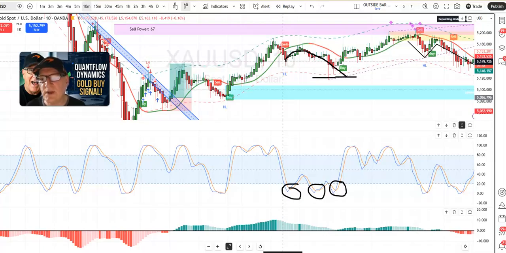This is an outside bar. See how the price has moved outside the channel? This indicates the price is going up, because it doesn't like it when it does that. It's a liquidity sweep, so it's taken out all the stops. And then you have a beautiful buy signal.